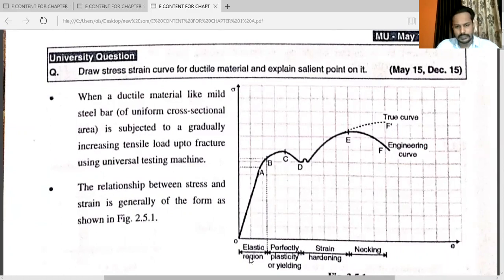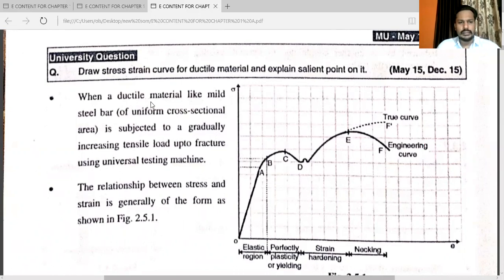In this diagram, from zero, from the origin point to this, that is the elastic region. I will explain which is the elastic region. This one is the perfectly plastic region. You can see in this diagram, that is the perfectly plastic region. This one is a strain hardening region. From this point to this, that is strain hardening. And from this point to this, that is necking. So this diagram is very important. I will explain each and every region to you.